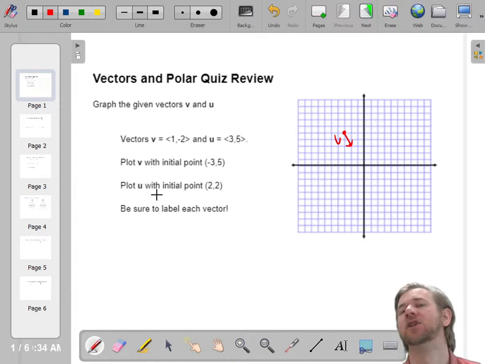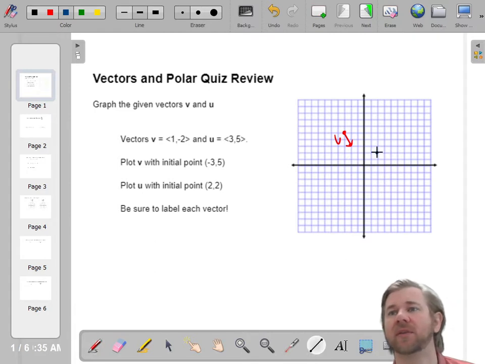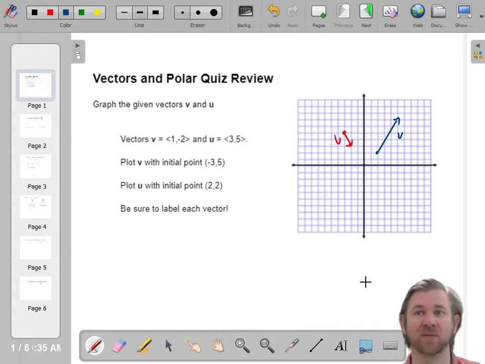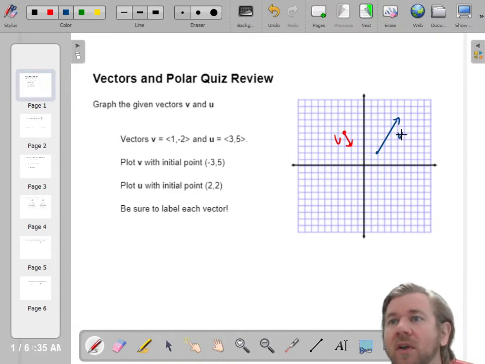And then plot U with initial point at 2, 2. So I start at 2, 2. And vector U says go right 3, 1, 2, 3, and up 5. 1, 2, 3, 4, 5. So that's vector U starting at 2, 2. Okay, and I labeled my vector, so cool. Wait, I might have labeled them backwards. So that's V. This is vector U. There you go. Okay, so I got them labeled.